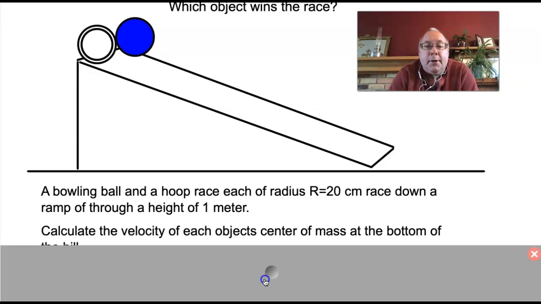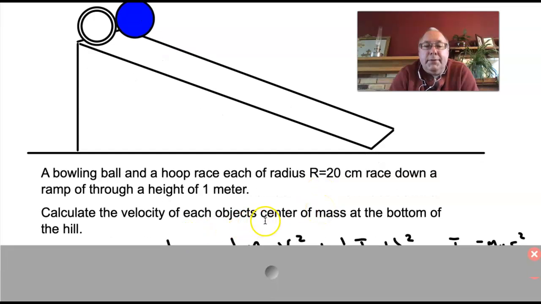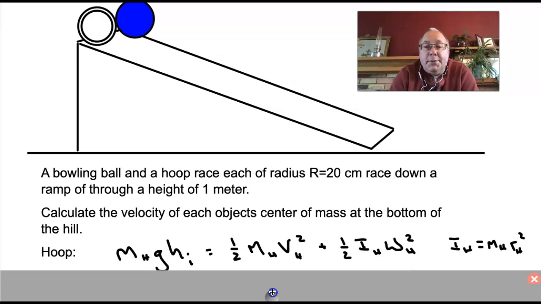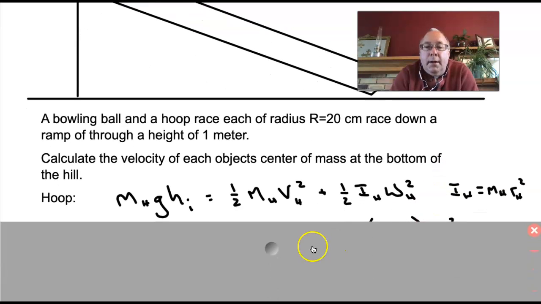All right, so let's take a look. We start from our conservation of energy principles, and we need to calculate the velocity of each object's center of mass at the bottom of the hill. The one with the larger average velocity over the same length of track should probably win the race, right? We're going to translate all of our potential energy at the height of the ramp into translational kinetic energy, because the objects are moving forward, but they're also rolling, so we have to have both our translational kinetic energy and our rotational kinetic energy term.